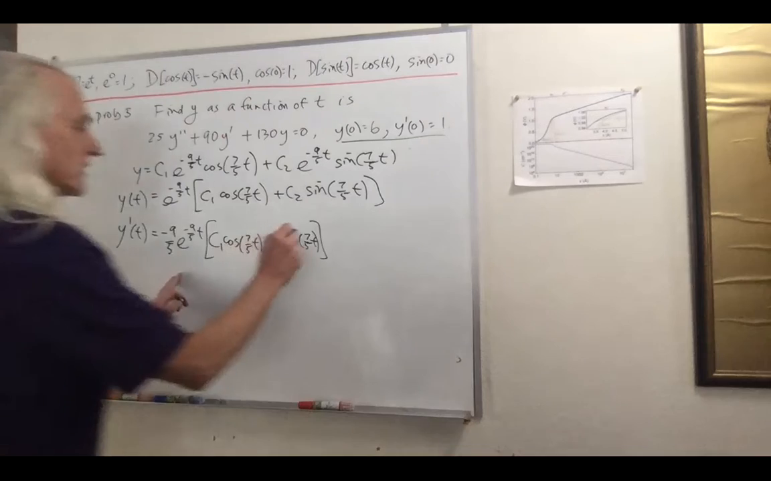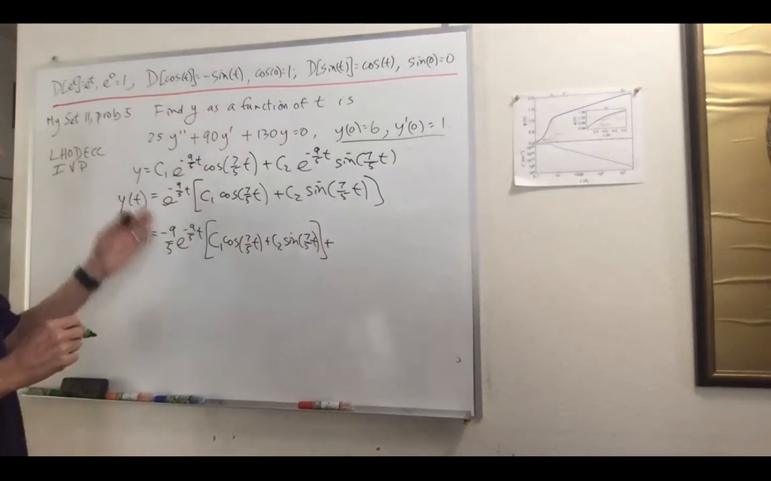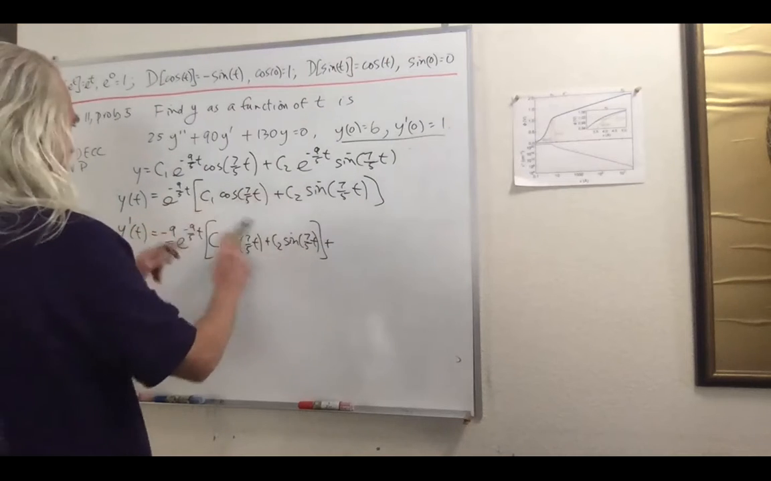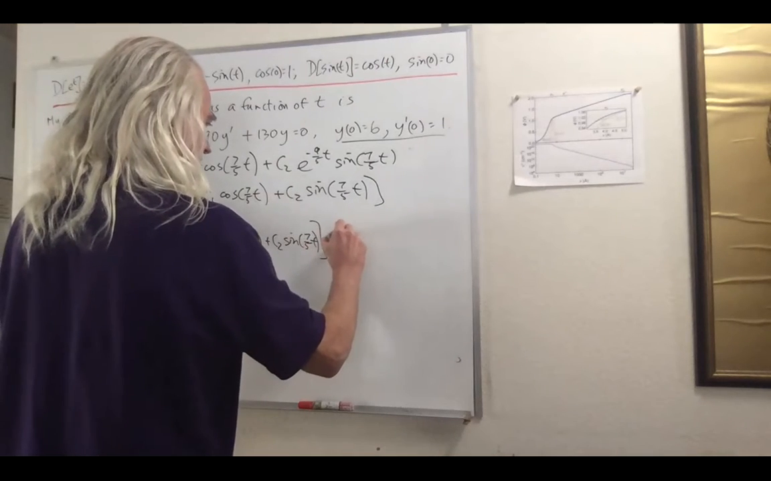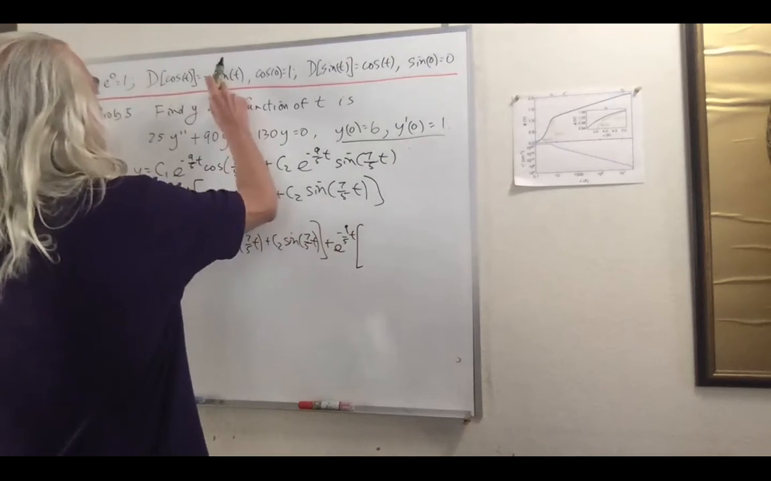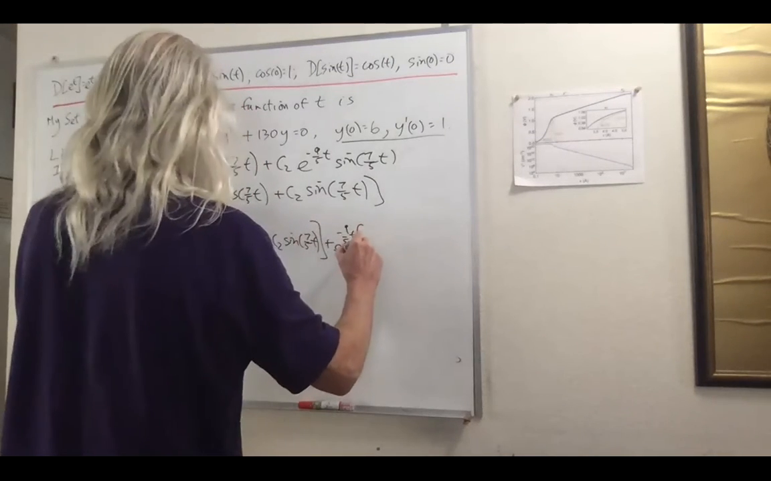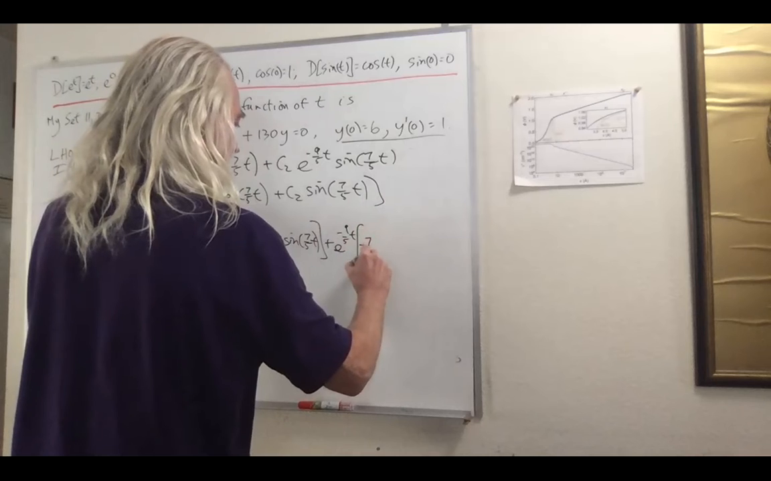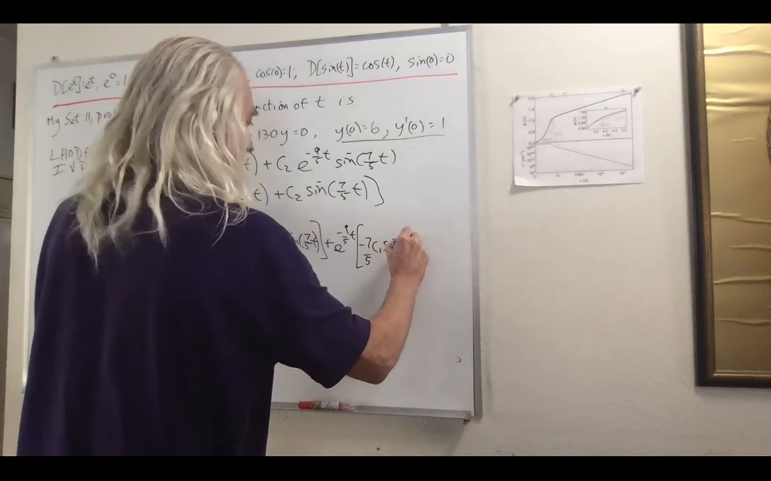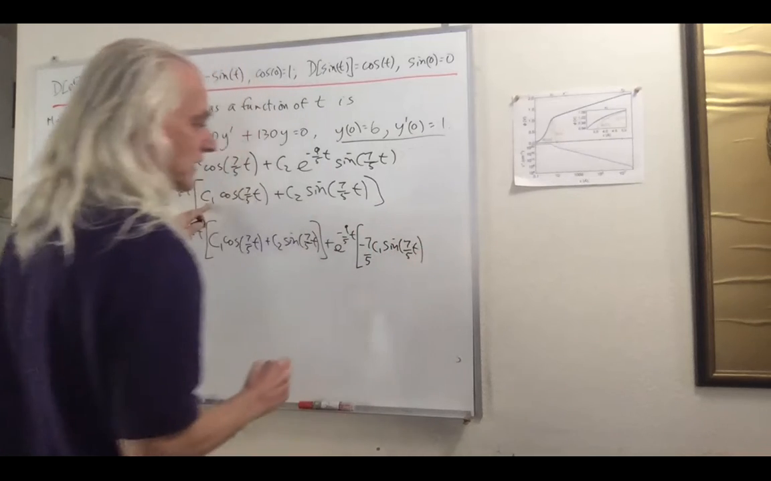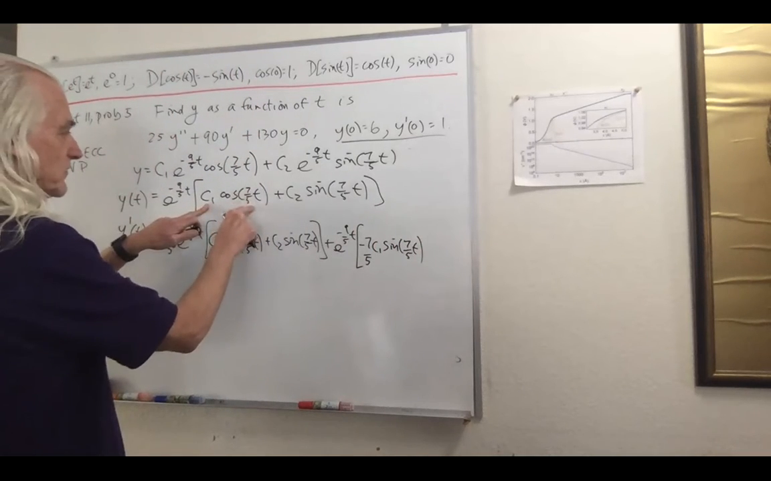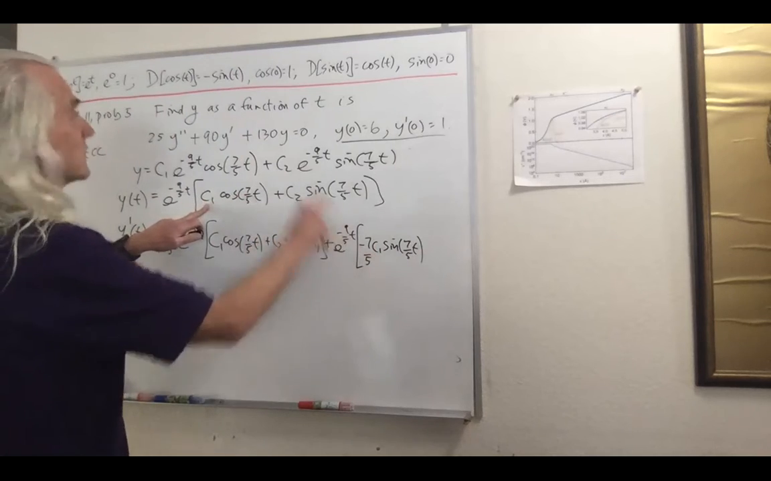I'm not done yet, but I'm using the product rule and the chain rule here. That's the derivative of the first times the second, plus the first, e to the minus 9/5 t, times the derivative of the second. The derivative of cosine is negative sine. So I have a negative 7/5 c1 times sine of 7/5 t. That's the derivative of this term, bringing out the 7/5 from the chain rule, and the minus sign from that.